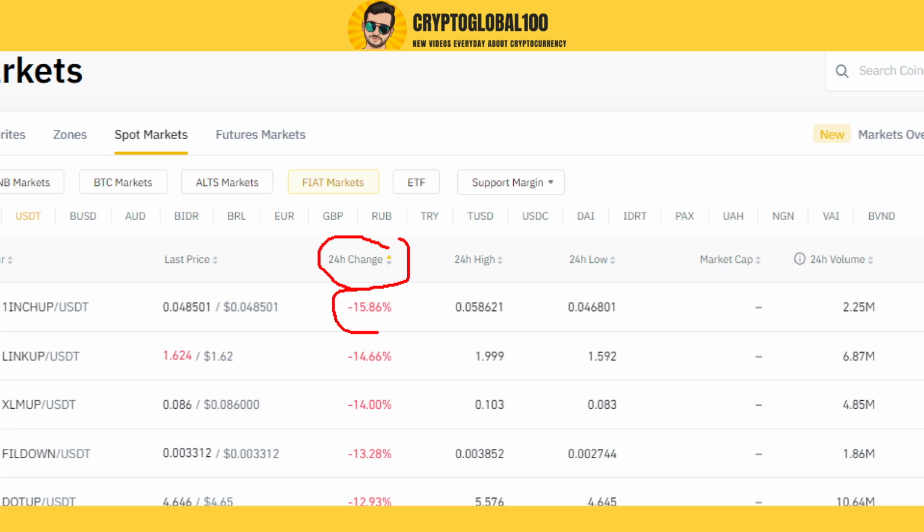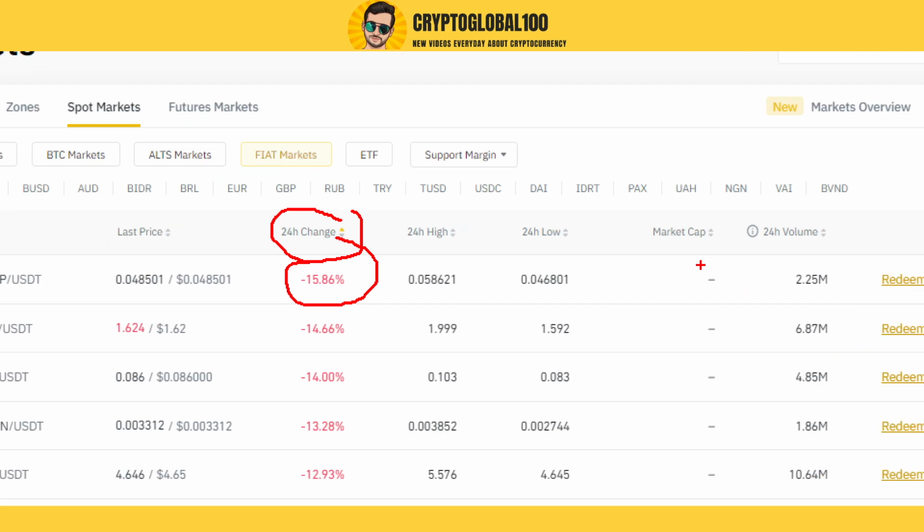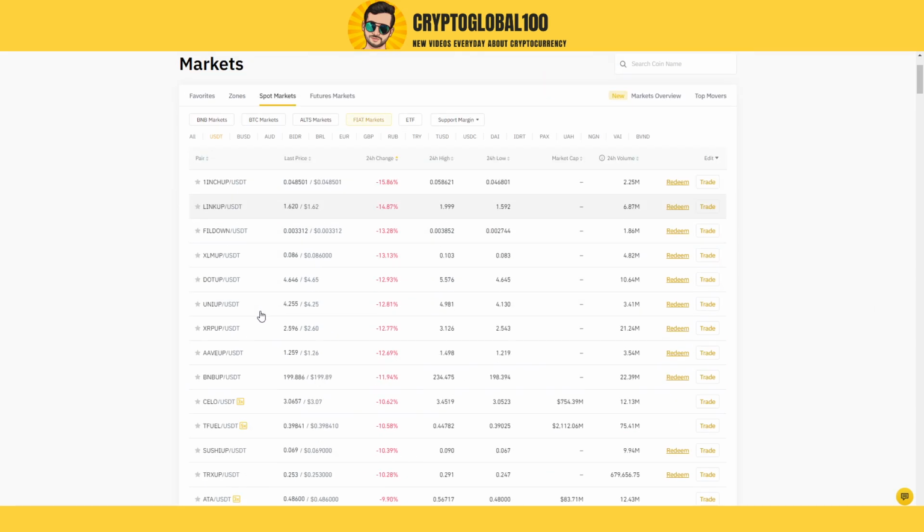Look for the percentage, and also look for the volume as well, and also compare the last 24-hour high and low. Is the price near the 24-hour high or the 24-hour low?